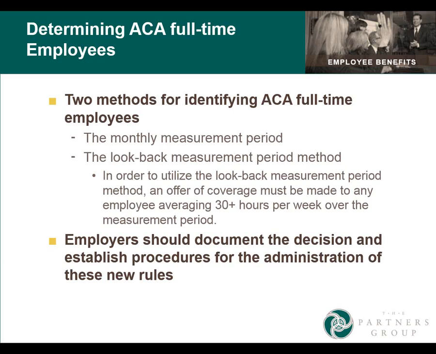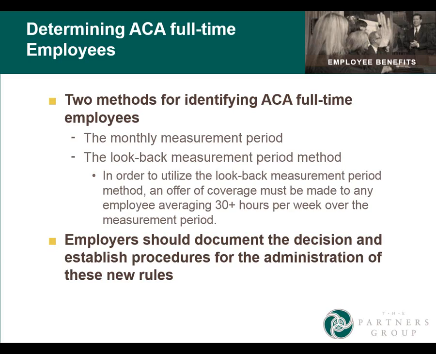So for these types of employees, you can look back for a period of up to 12 months and measure the hours that they work, and they have to average 130 hours over that measurement period, which is 30 hours per week. Then you have an administrative period, which allows you to process and determine whether they were eligible for an offer of coverage, make the offer of coverage, and have them accept it. Then there's a stability period, which generally has to be the same length as the measurement period, where you cannot measure that employee anymore, and they have to be offered coverage.